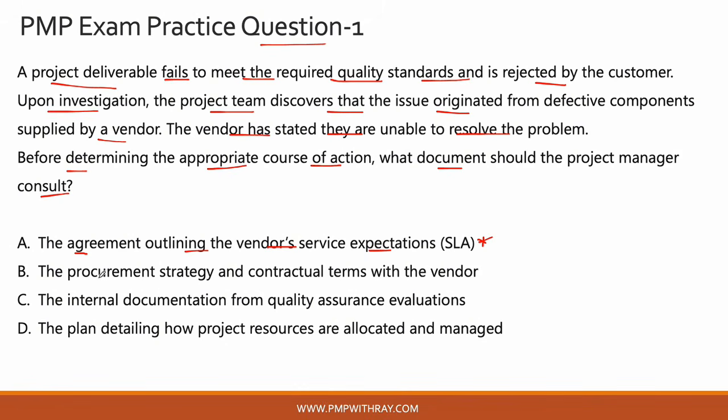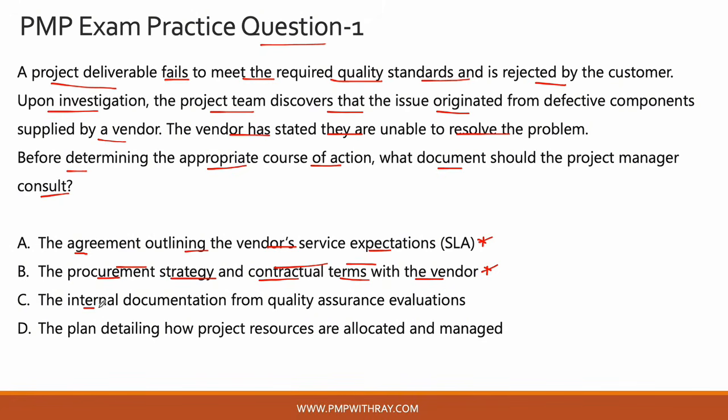Let's look at option B, the procurement strategy and the contractual terms with the vendor. Okay, this is also a plausible option because the contractual terms with the vendor and the procurement strategy also provide some kind of information, right? And some kind of baseline with respect to the project management plan on how the contractor is supposed to work, what are the deliverables, etc. Okay, so option B is also a plausible option, right? So let's hold option B as well.